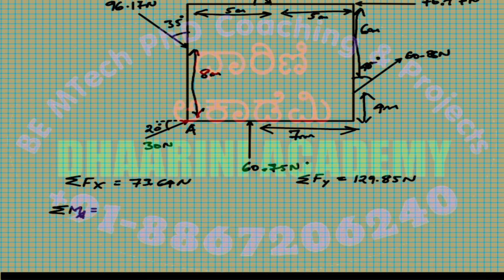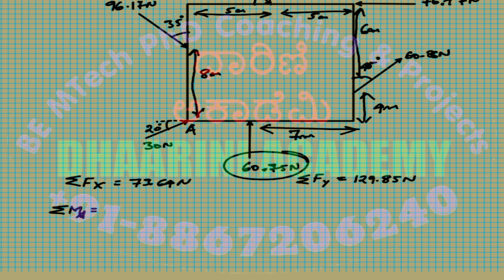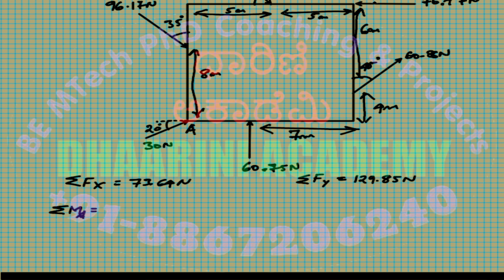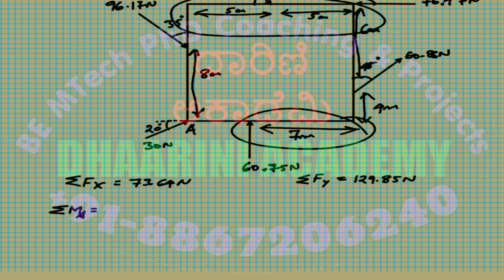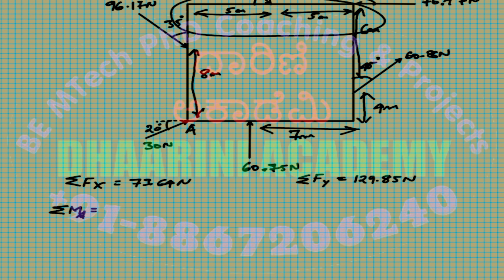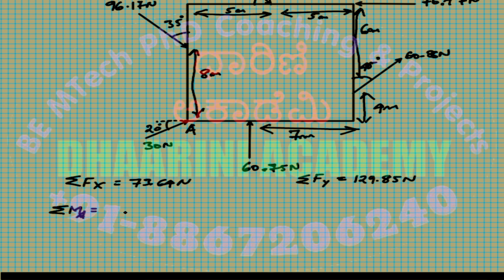Then we'll move to the next one, that is 60.75 Newton. The total distance is 10, out of which 7 is here, which means this side is 3 meters. So 3 is the distance and the force is 60.75. The shortest distance is directly available on the given diagram. It is upwards, so with respect to A, it is anti-clockwise, so positive. So that is 60.75 into the distance, 3 meters.